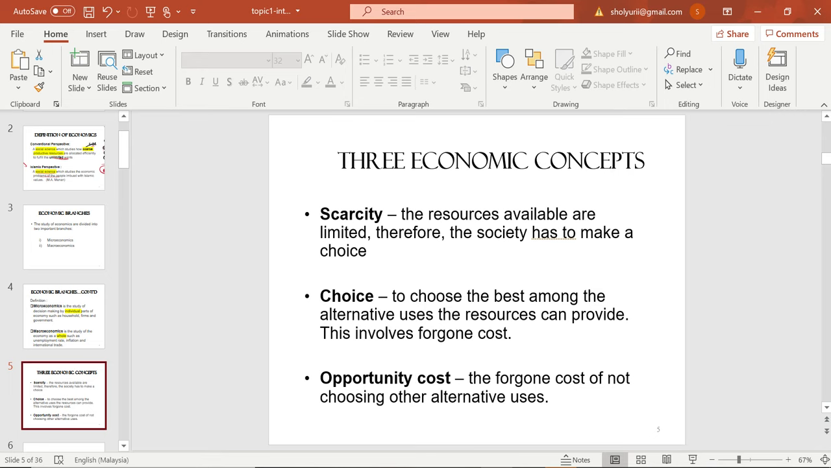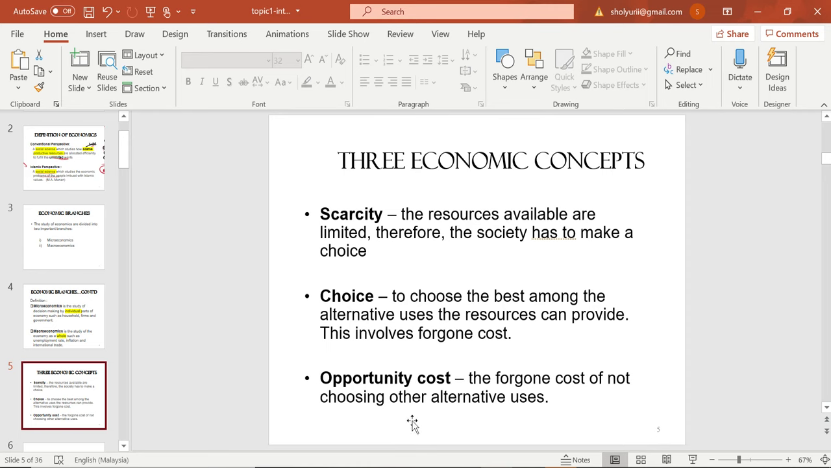Okay, so bila kita dah pilih, dia akan involve foregone cost. Foregone cost tu maksudnya cost yang kita terpaksa lepaskan. So the other name for foregone cost adalah opportunity cost. It is the foregone cost of not choosing the other alternative uses. So once you choose to produce food court there, apakah alternatif yang terpaksa lepaskan? Kedai stationery. Because you cannot produce both. Alright? So this is the concept of opportunity cost.